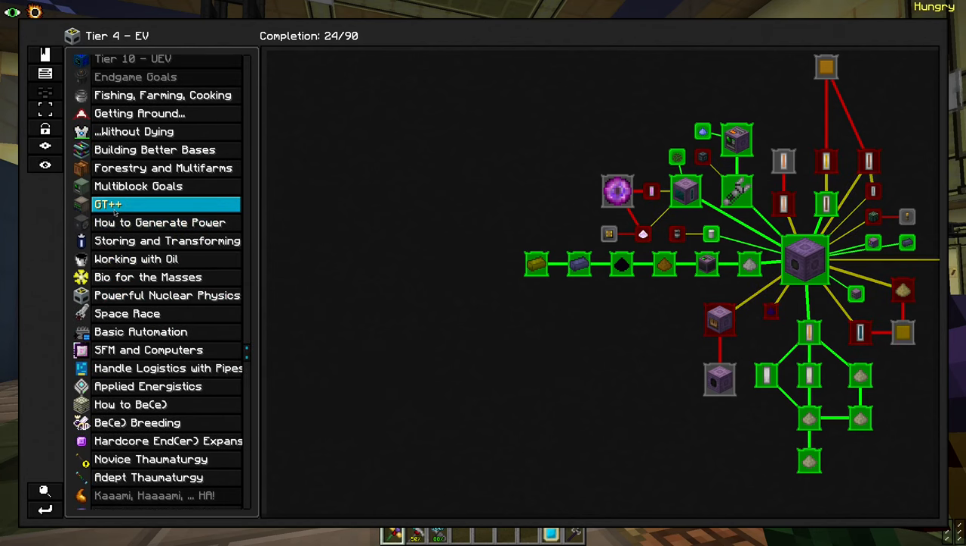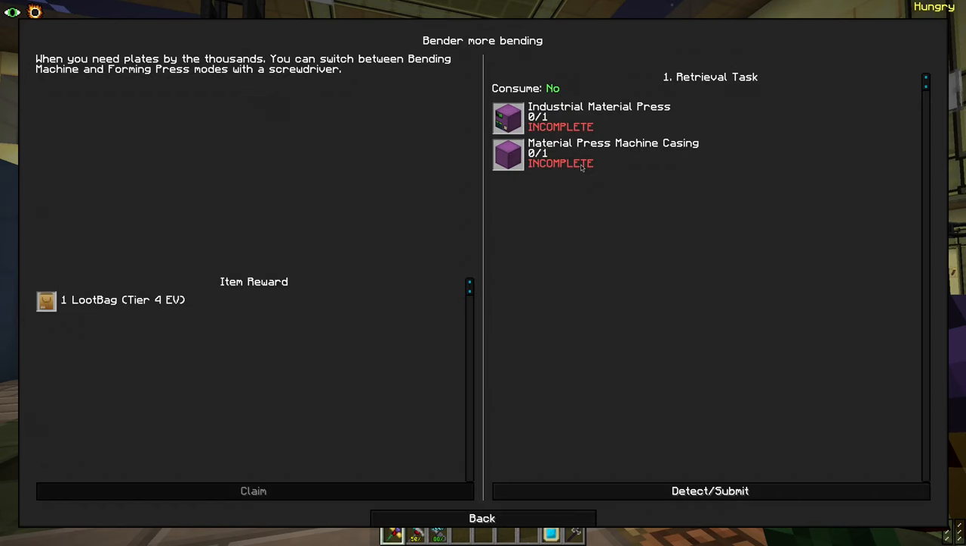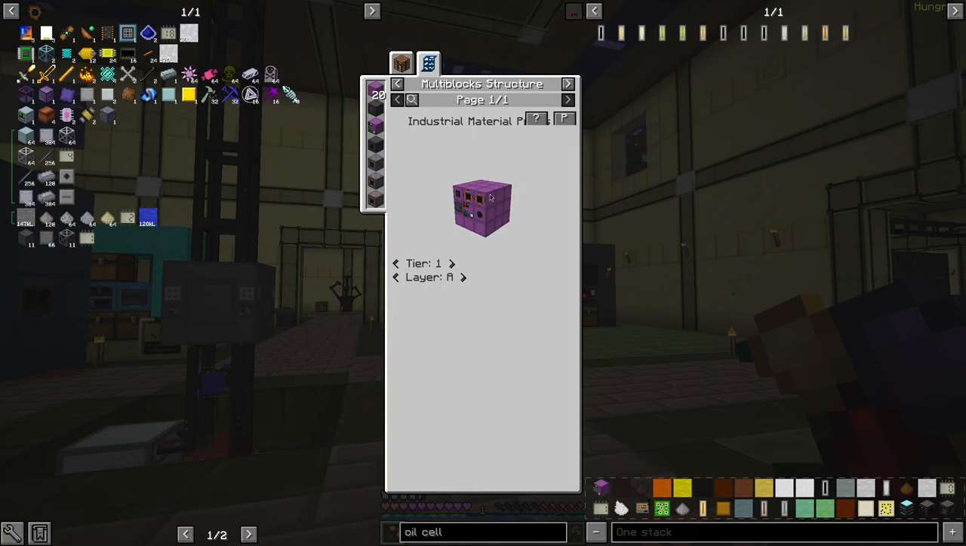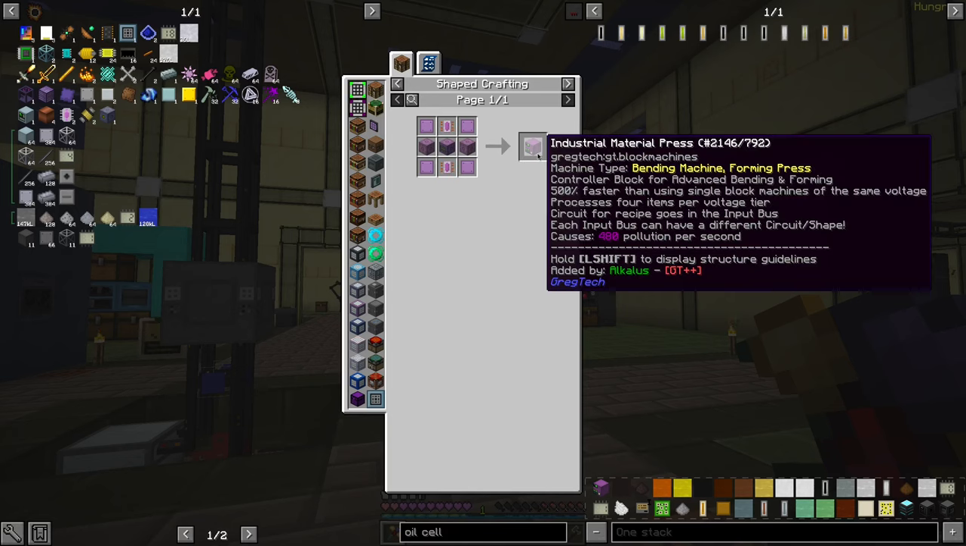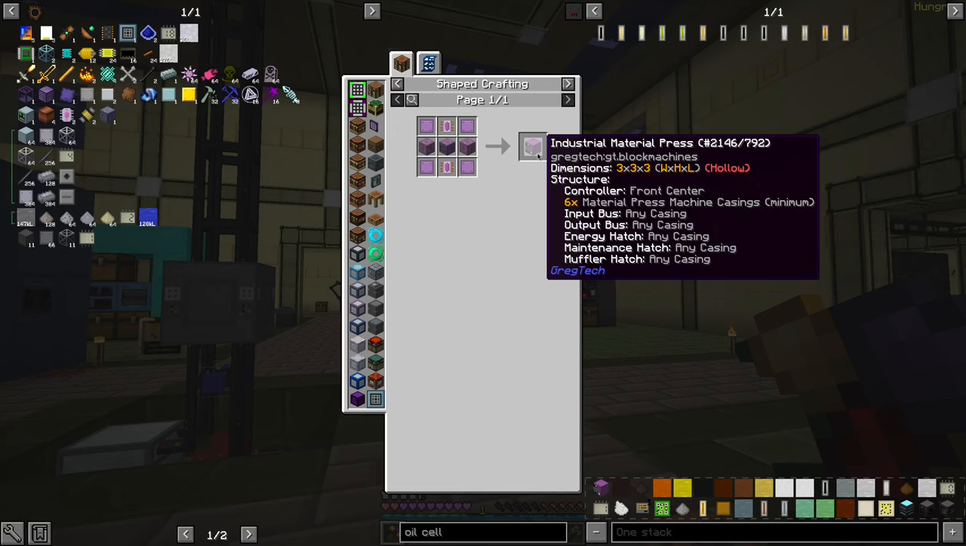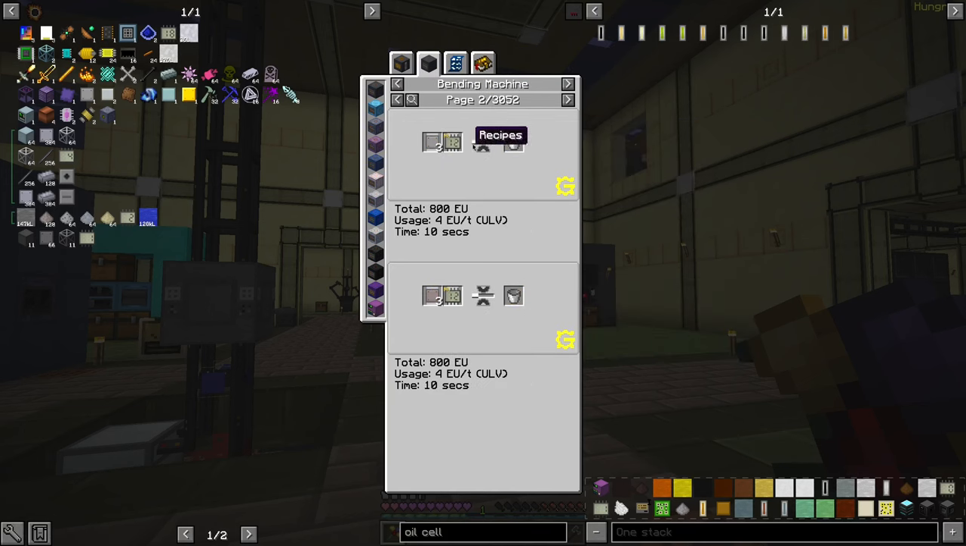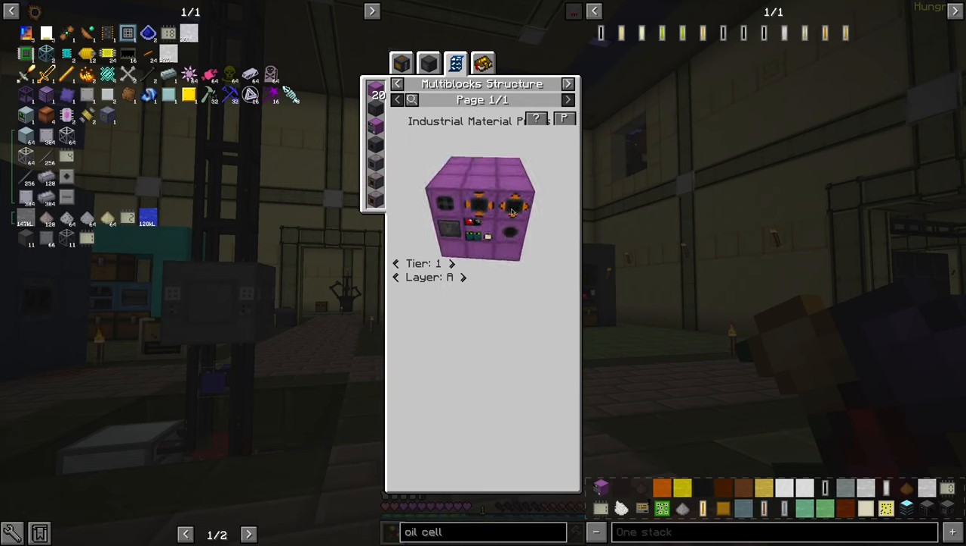Let me just show you in the GT++ side. Yep. This guy is both a bending machine and forming press. And with that, we can also parallelize different things. As you can see, it doesn't show, but you can actually put multiple input buses and define circuits in them. For example, I have one input bus for circuit one and one input bus for circuit two. If I put anything in circuit two, it will process as circuit two, etc. If I remember correctly, I might be wrong, but it should be like that.